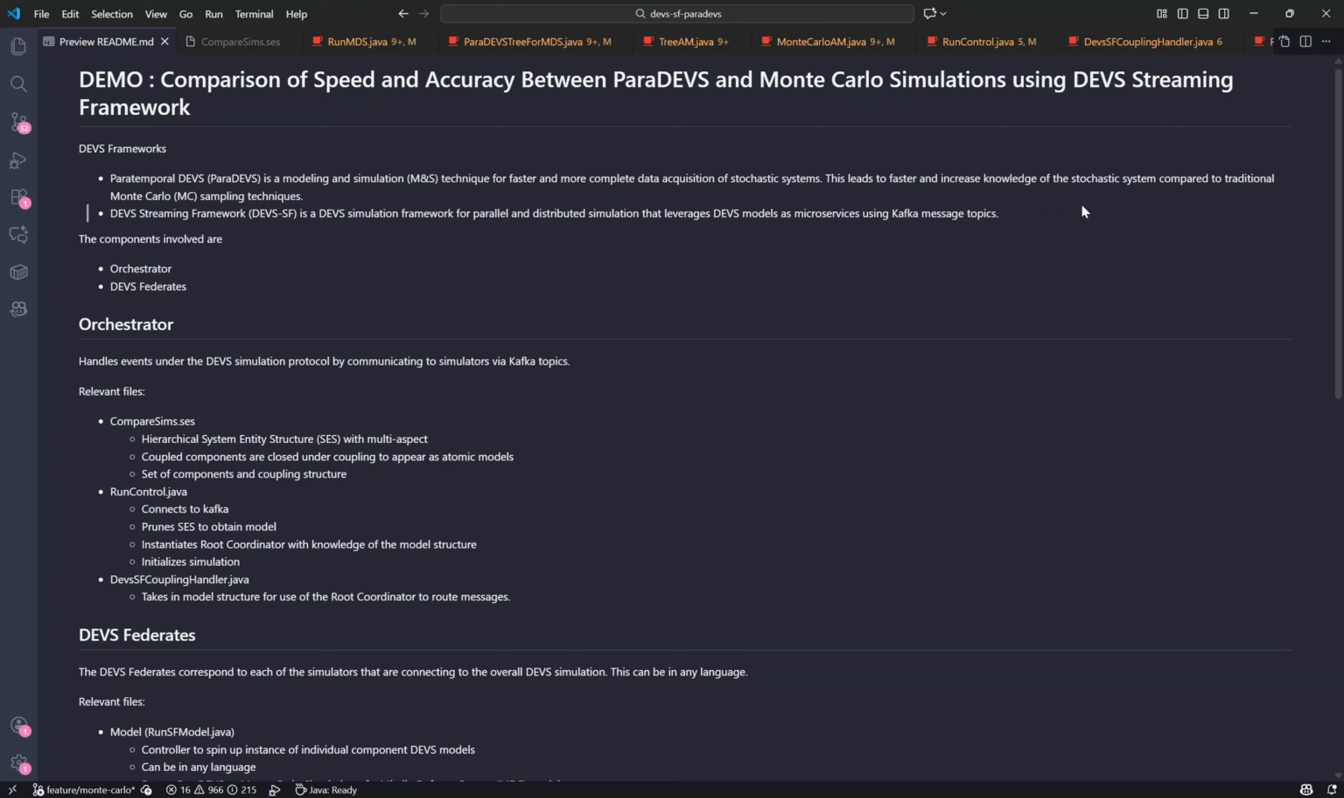And then the DEVS Streaming Framework is a framework that's being leveraged here to simulate DEVS models in parallel. This works by communicating between a root coordinator and DEVS simulators over Kafka message topics.